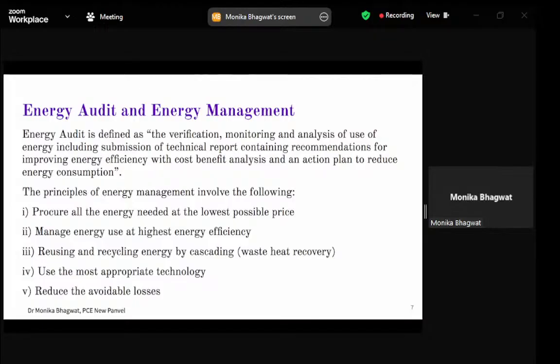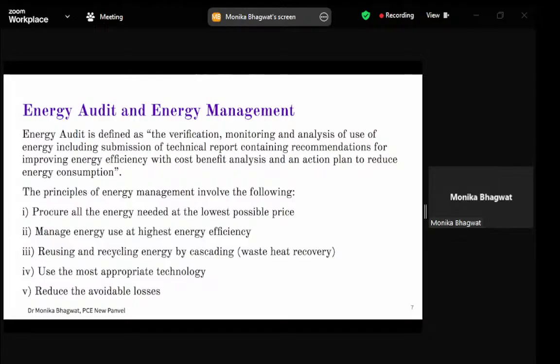Then the next term is energy management. The principles of energy management are: first, to procure all the energy needed at the lowest possible price. Second is to manage the energy use at highest energy efficiency. Third is reusing and recycling energy by cascading, that is waste heat recovery. Fourth is to use the most appropriate technology. And fifth is to reduce the avoidable losses. So this is what we mean by energy management.